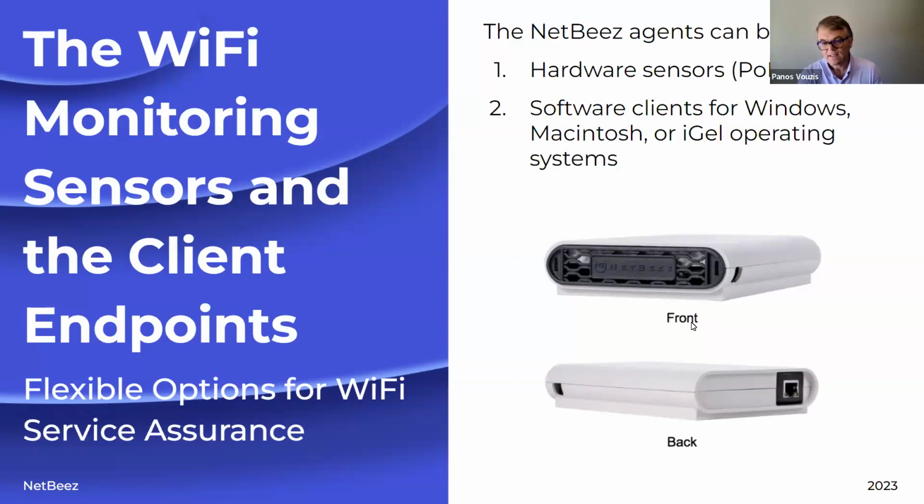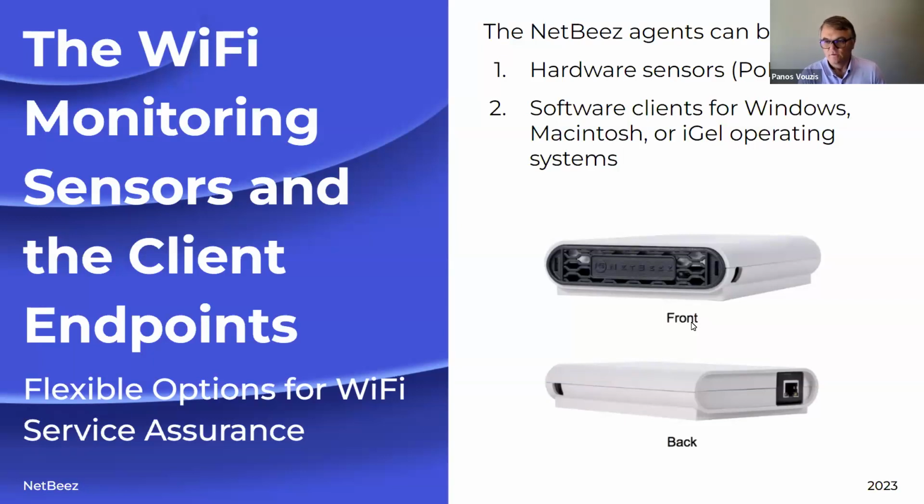But it can also act as a wireless only sensor. That means you can power it from the wall outlet. And in that case, it's not going to have the Ethernet drop. It's going to connect to the wireless network as another client, and use the wireless connectivity both for communicating with the dashboard, but also running all the synthetic testing.